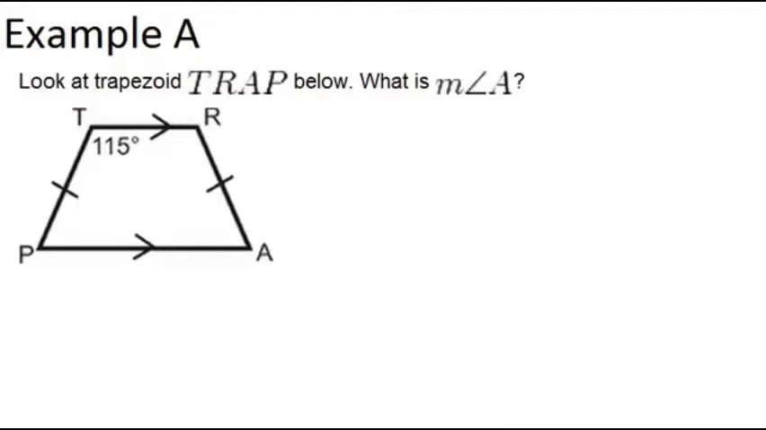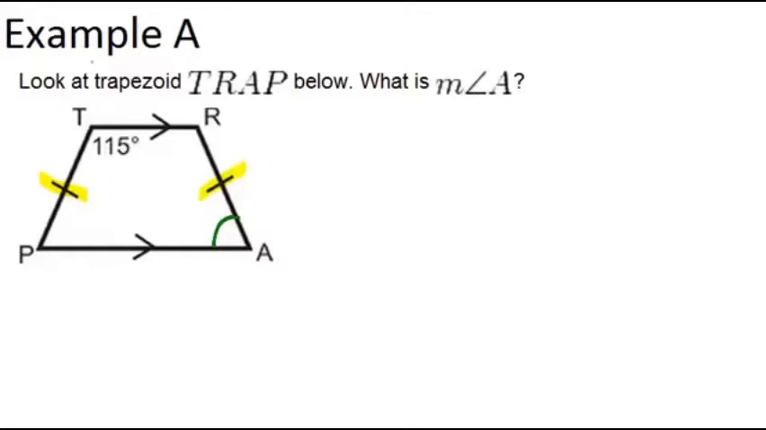In this video, we will look at 2 examples to practice working with trapezoids. In example A, it says, look at trapezoid TRAP below. What is the measure of angle A? So we're trying to figure out this angle right here. The first thing I notice about this trapezoid is it's marked as having 2 sides that are congruent, and those are the legs of the trapezoid.